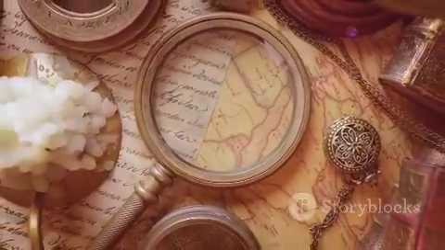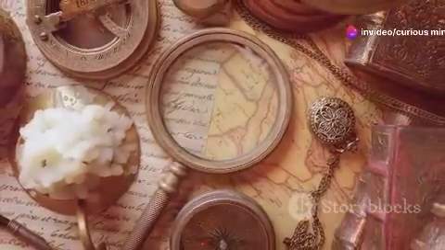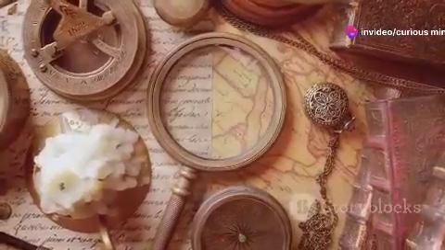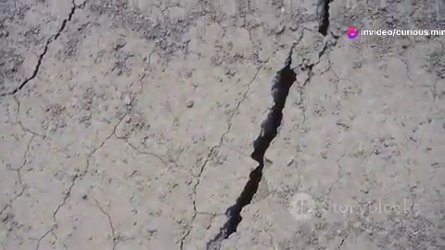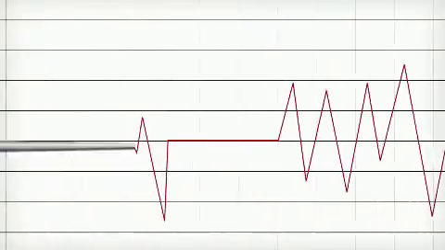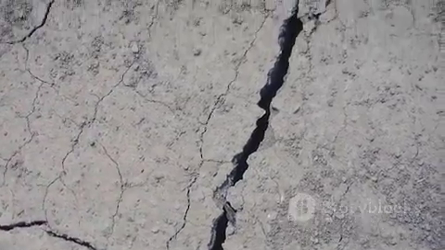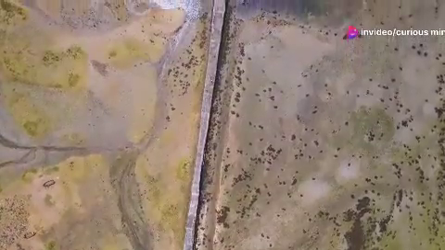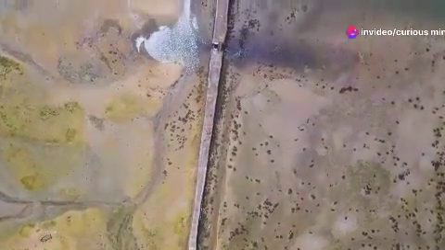Section 5. The role of plate tectonics in earthquakes, volcanoes, and mountain formation. Earthquakes happen when plates grind against each other. The stress builds up until it is released as seismic waves. This sudden release of energy causes the ground to shake. Transform boundaries like the San Andreas Fault are common sites for earthquakes.